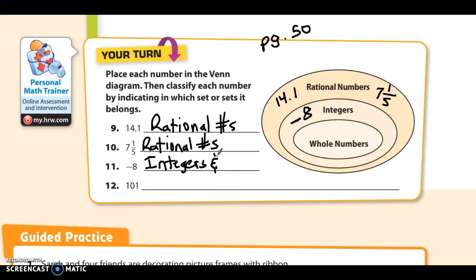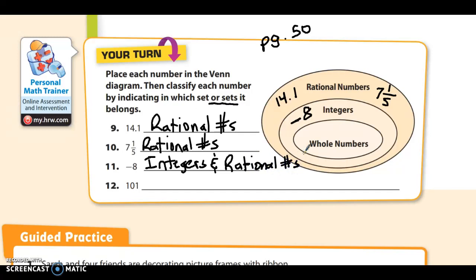Up in the directions right here, when it says then classify each number by indicating in which set or sets it belongs, it means that there's multiple answers. -8 belongs inside this circle right here, but it also is inside this circle right here, which means -8 is a rational number. -8 is a rational number because it can be written as -8 over 1. So it's an integer and it's a rational number. So we have to write that. If you didn't write both sets it belongs to, you need to do that.